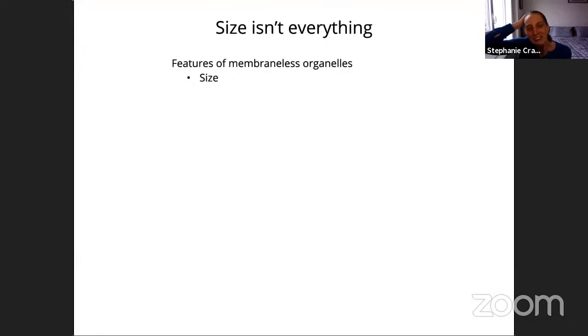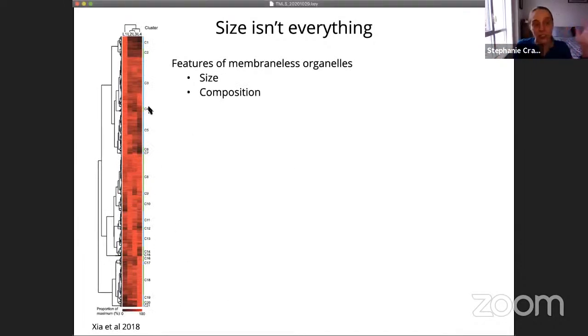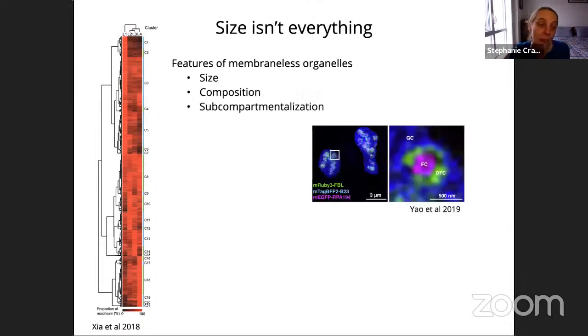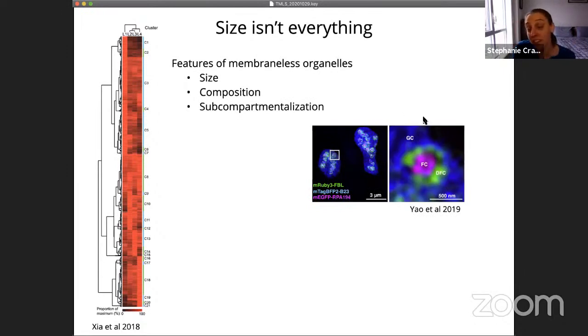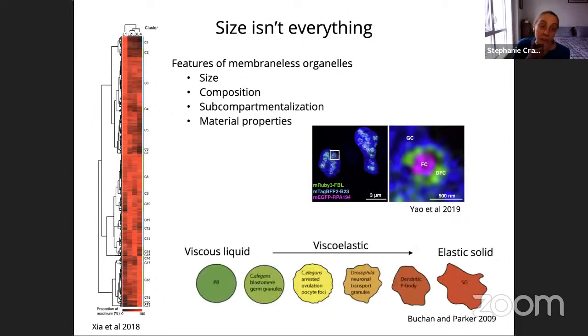And so then the final thing I wanted to say, and this might be inappropriate for this workshop, but size isn't everything. So there are a number of features of membraneless organelles. So one is size, another is composition. So the gene expression profile in worms changes throughout development. Many of the proteins that undergo very large differences in expression in different larval stages are either nucleolar or involved in Pol-1 transcription regulation. The nucleolus itself is subcompartmentalized, and different subcompartments seem to have different morphologies in different stages of development, which also could affect function. And then finally, the material properties of these membraneless organelles can change.